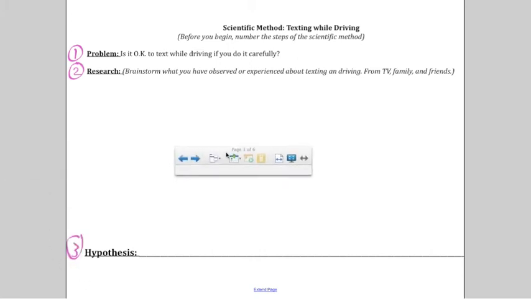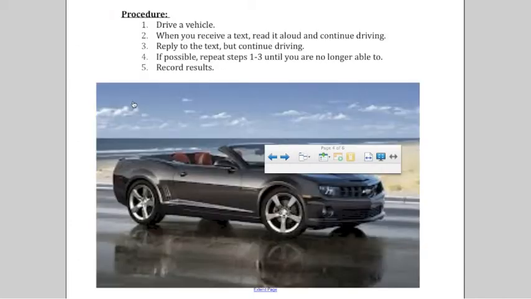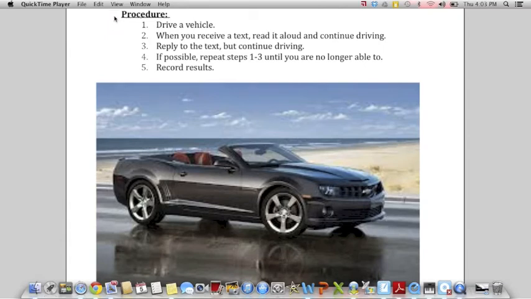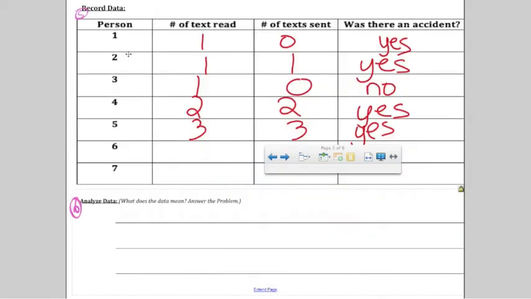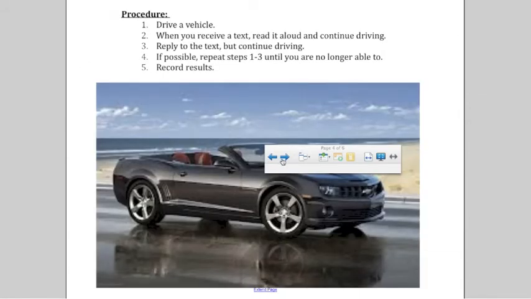And then I want you to label or number the steps of the scientific method. So 1 is the problem, 2 is research, 3 is hypothesis, 4 is the procedure, 5 is recording data, 6 is analyzing data, and the last part, 7, is the conclusion.